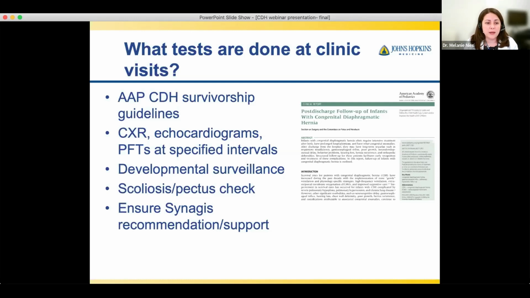So the tests that we do at our clinic visits really do follow the survivorship guidelines. We screen for hernia recurrence, chest x-ray, echo, pulmonary function test as needed. We do developmental surveillance. We look for orthopedic issues, scoliosis and pectus. Actually, by we, I mean Dr. Kunisaki, I don't. And then we also make sure that all the babies are getting Synagis when they should. Because for CDH babies, Synagis is a medication that helps prevent severe complications from respiratory syncytial virus, which can have very severe side effects in CDH babies. Next slide.